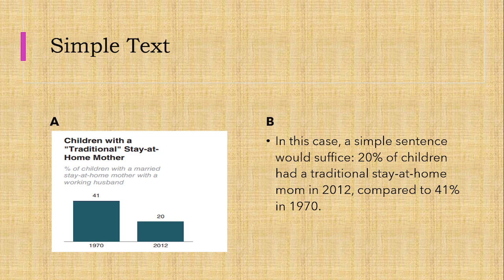So just by looking at these two examples, I'm able to choose the one that I can understand very fast, which is B, because for A, I'm not even getting it very fast. But for B, I have used simple text, where I say 20% of children had a traditional stay-at-home mom in 2012 compared to 41% in 1970. So that's why I'm saying it is good to be in a position to decide the type of chart or visual to use depending on the problem you're trying to solve. Using simple text can be very important in this example that I've given.